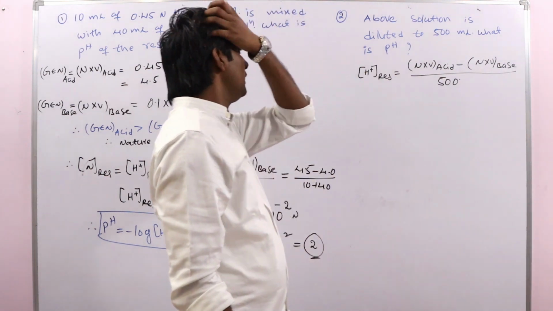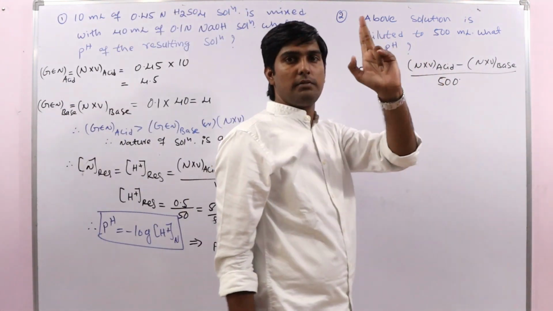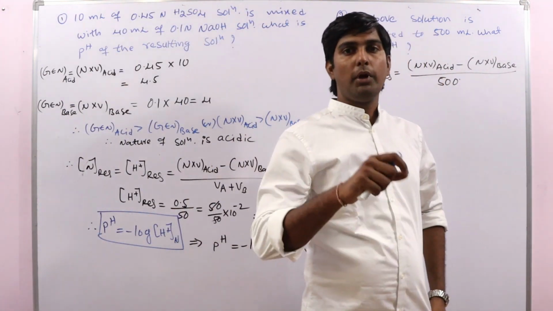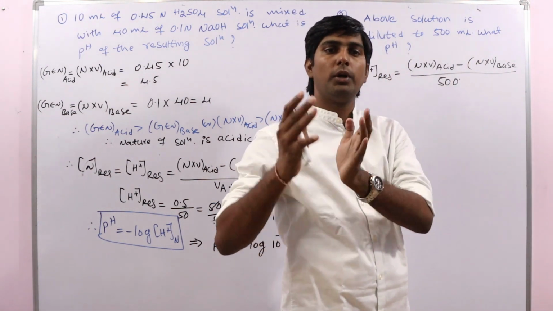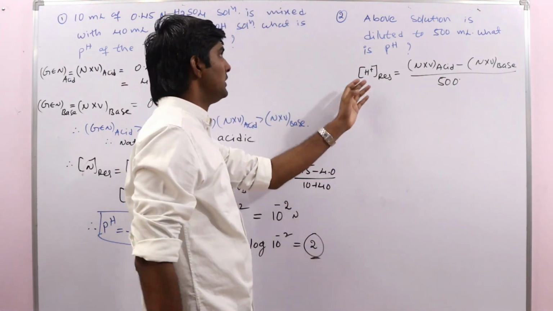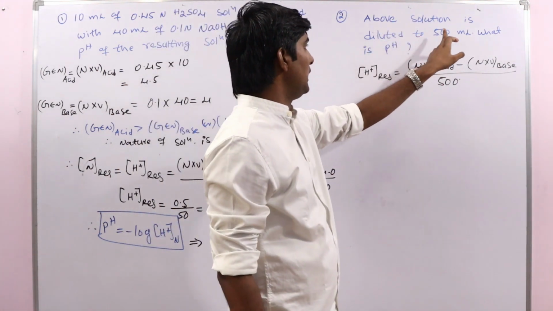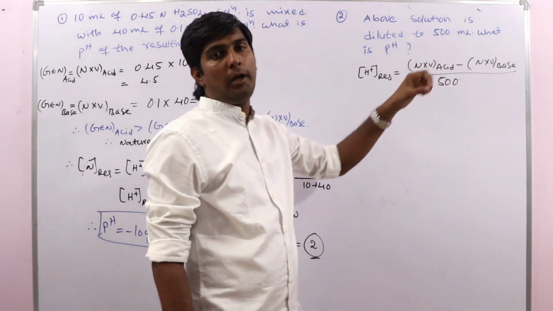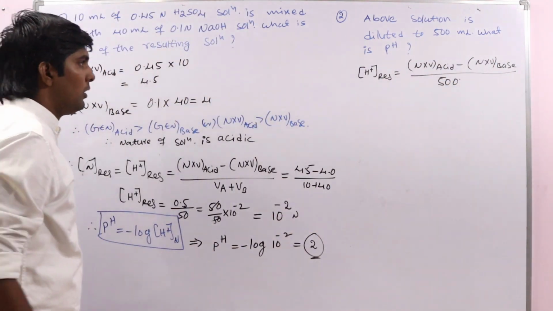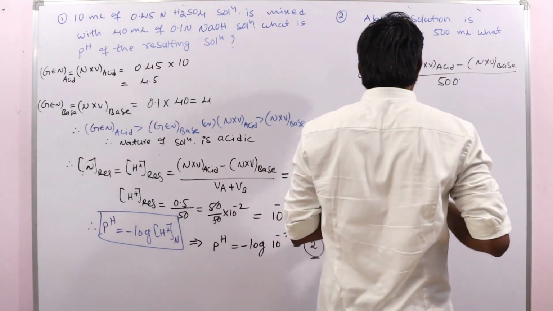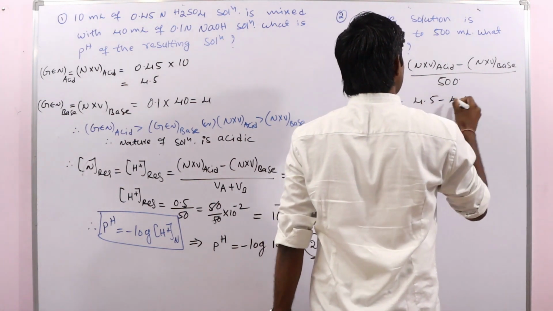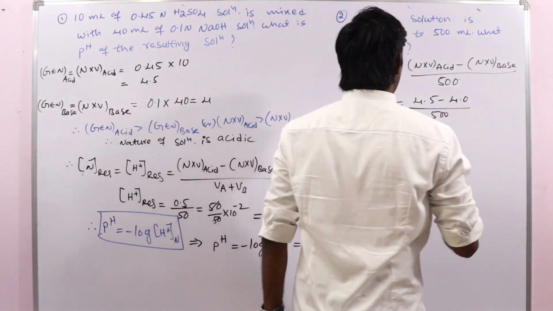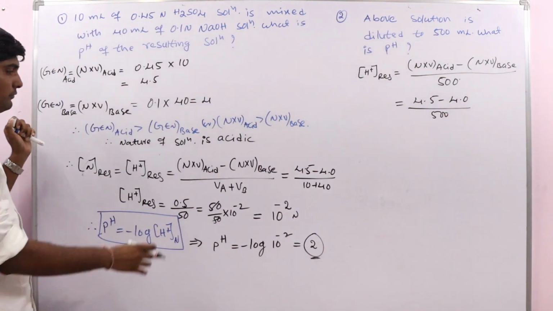Here you should be careful. Okay, here are two cases which we already discussed. Some amount of solvent may be added, or the solution may be diluted to some final volume. This is the case where the above solution is diluted to 500 ml. Okay, so now if you substitute here, 4.5 minus 4.0 by 500. See, up to here same procedure.